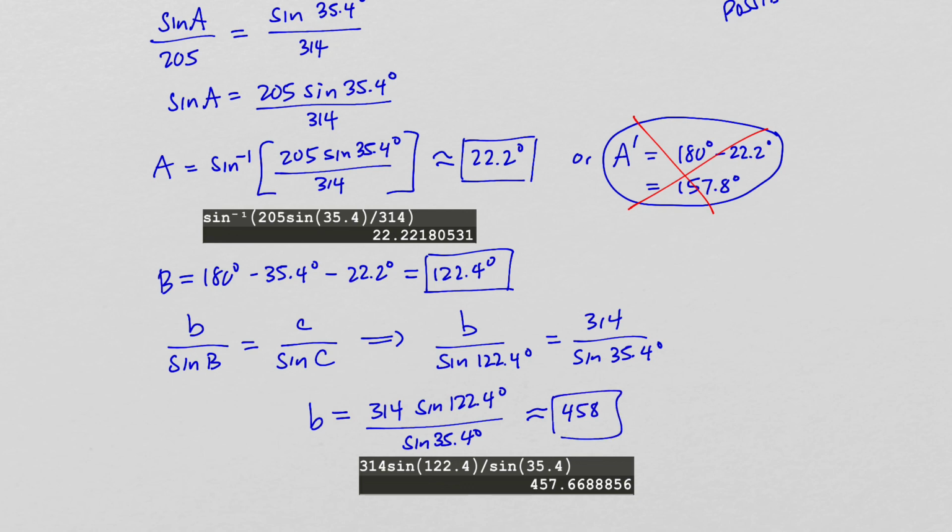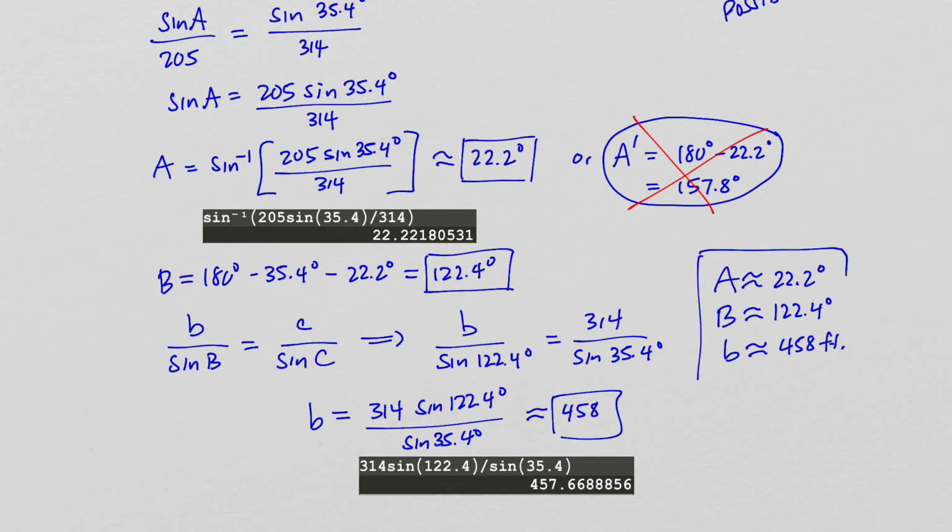So in our little solution box, we have angle A is approximately 22.2 degrees. Angle B is approximately 122.4 degrees. And side B is approximately 458, in this case, feet. And there is our single solution to this triangle. So in conclusion, the ambiguous case, when given side-side-angle, gives you one of three possibilities: either no solution, two solutions, or one solution.